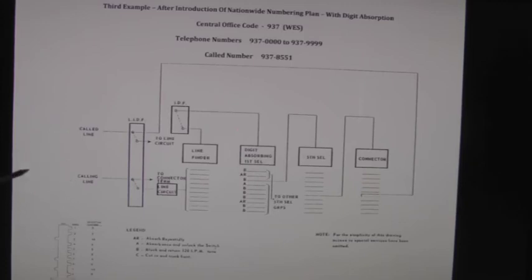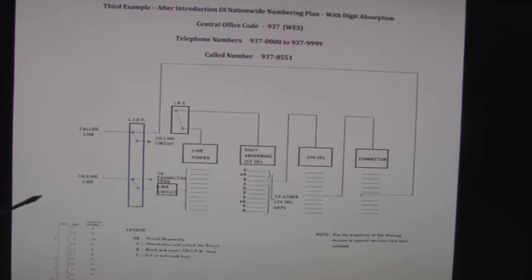conversation can commence. So, by using digit-absorbing first selectors, we were able to avoid providing ranks of second, third, and fourth selectors in order to accommodate the 7-digit dialing plan. Now let's have a look at what would happen if a customer just tried to make a 4-digit call through the switch. So we'll use our same example telephone number, but we'll just have the customer dial 8551.